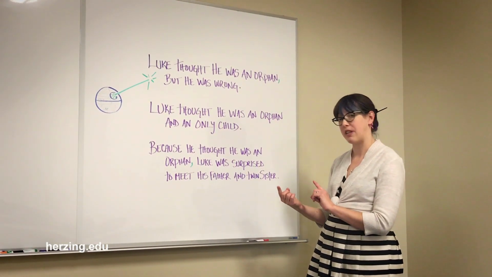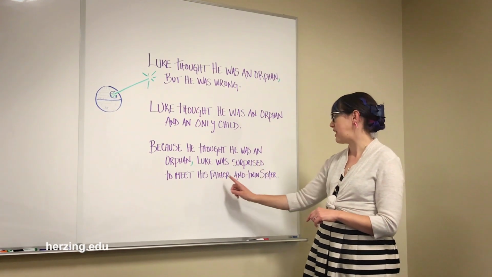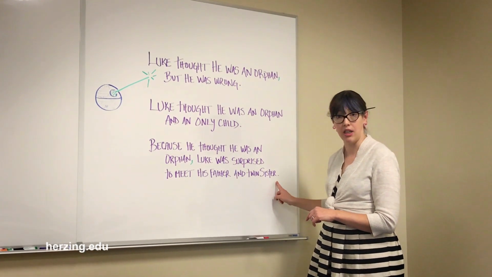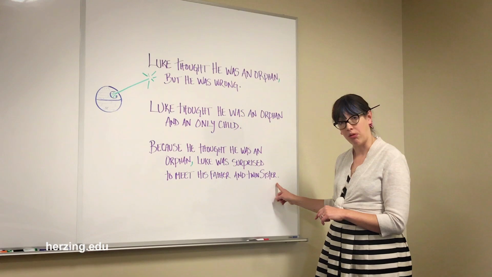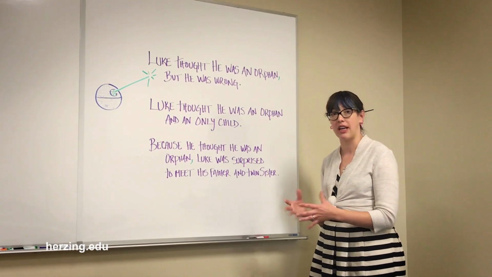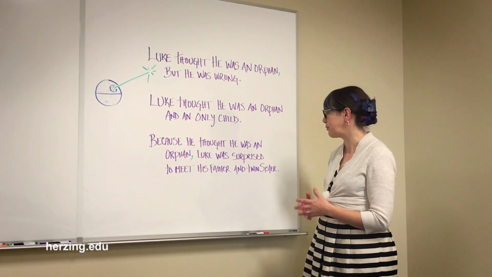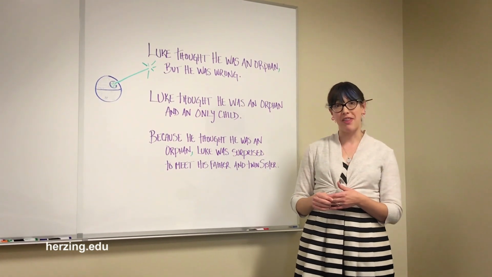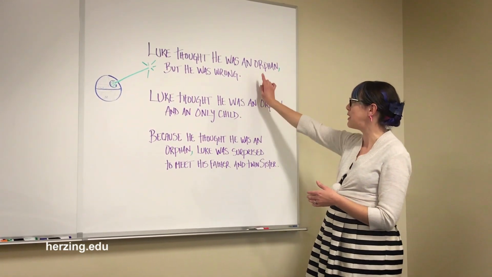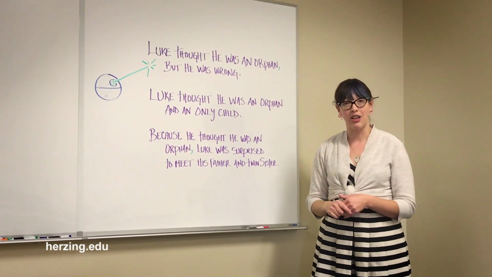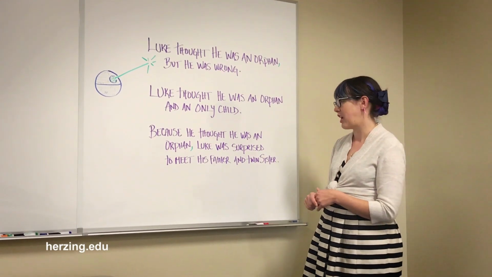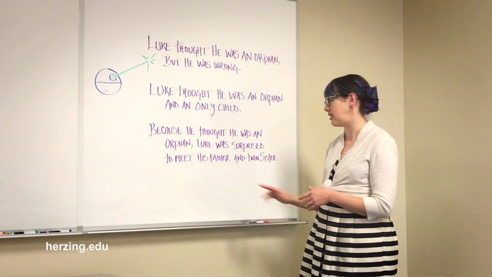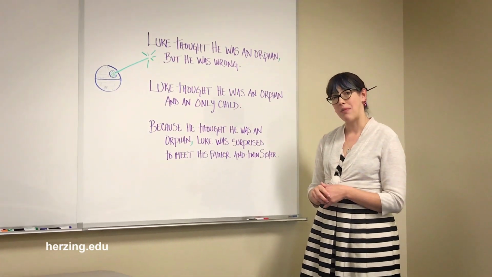You could actually flip this around. Luke was surprised to meet his father and twin sister because he thought he was an orphan. And then you no longer use the comma. So that's a good way to check and see if you have a dependent clause there, if you can flip it around. So I hope that helped. Two ways to use a comma: two independent clauses that have been joined with a conjunction, and when you have a dependent clause with an independent clause after it.